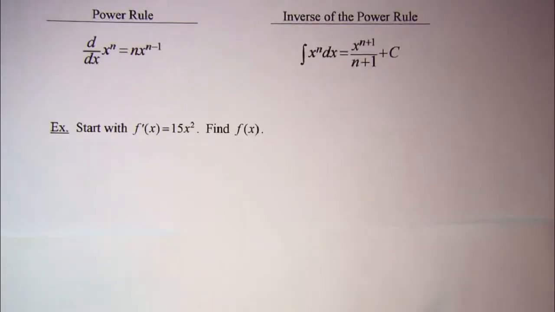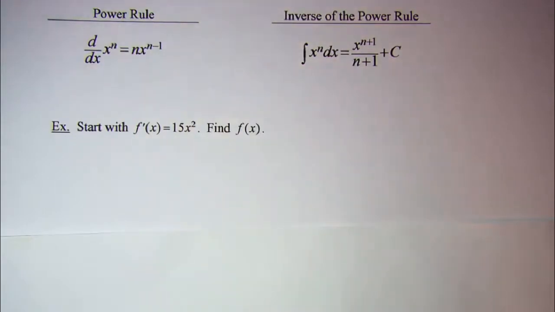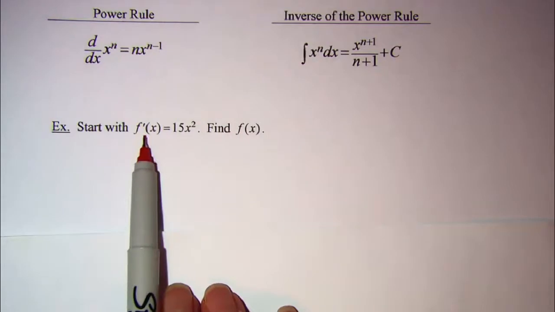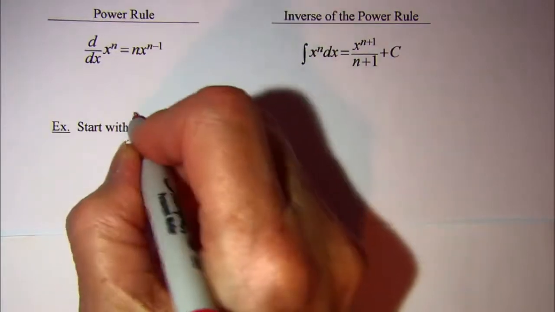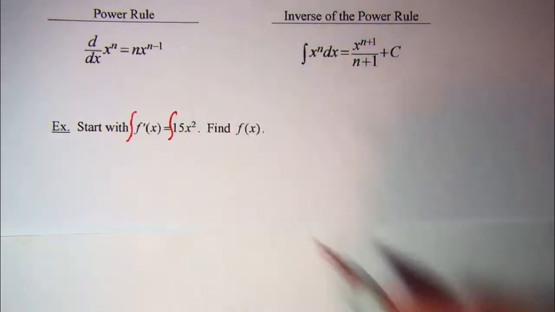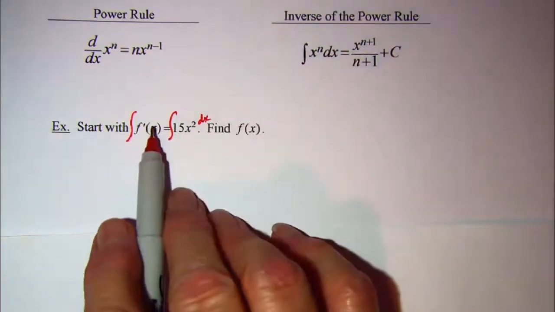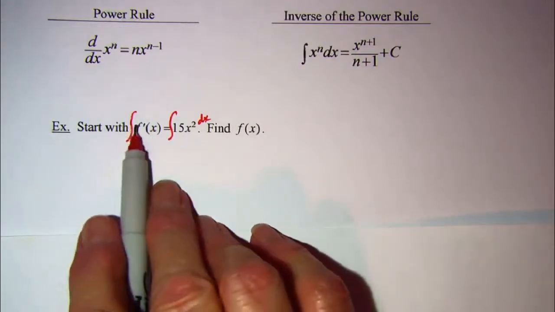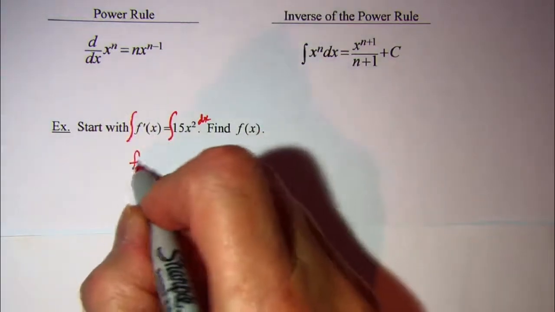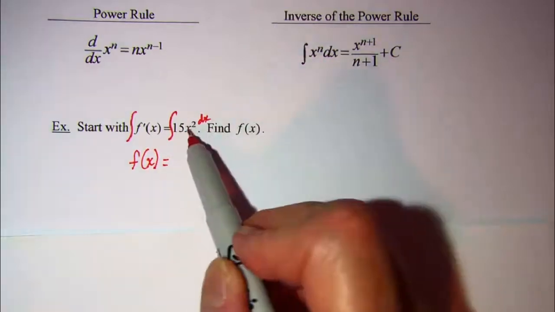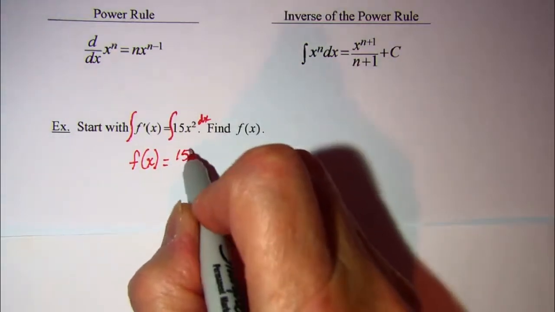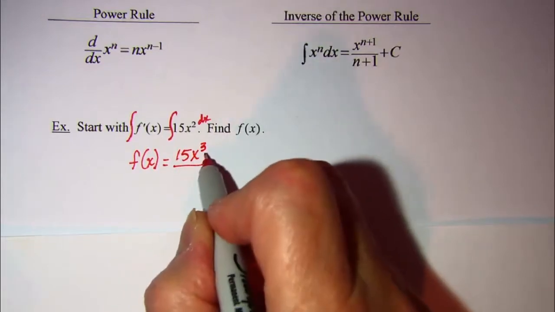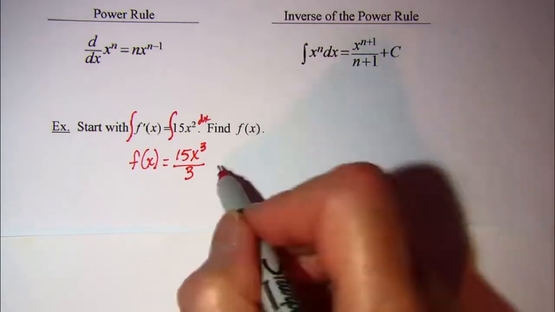So let's start with f prime of x equals 15x squared. Now we know from our statements of inverse operations that when we integrate a derivative, we'll get our function. So what we want to do is integrate both sides. This one is going to be with respect to x, since our function is in x. So the integral of f prime of x is just going to be f of x. And for 15x squared, we want to add 1 to the exponent. So we get 15x to the third power. And then divide by that new exponent. So divided by 3 plus our constant.